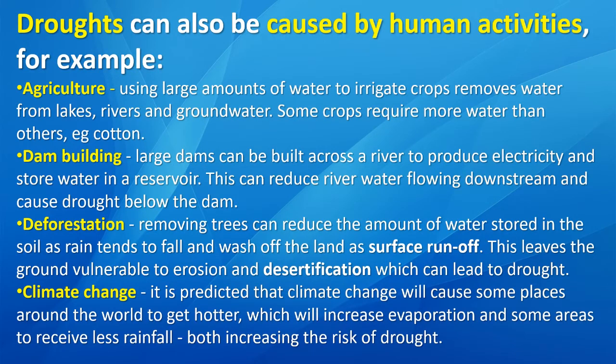Now there are many different causes for drought. We're going to be looking at the human activities that cause it first. Things like agriculture. Using large amounts of water to irrigate crops removes water from lakes, rivers and groundwater. Some crops require more water than others, for example, cotton. So farming practices can have a higher demand on water, and in the long term that can start to siphon a huge amount of that water supply to the point where it could cause hydrological drought. It could cause there to be much less water than is needed.